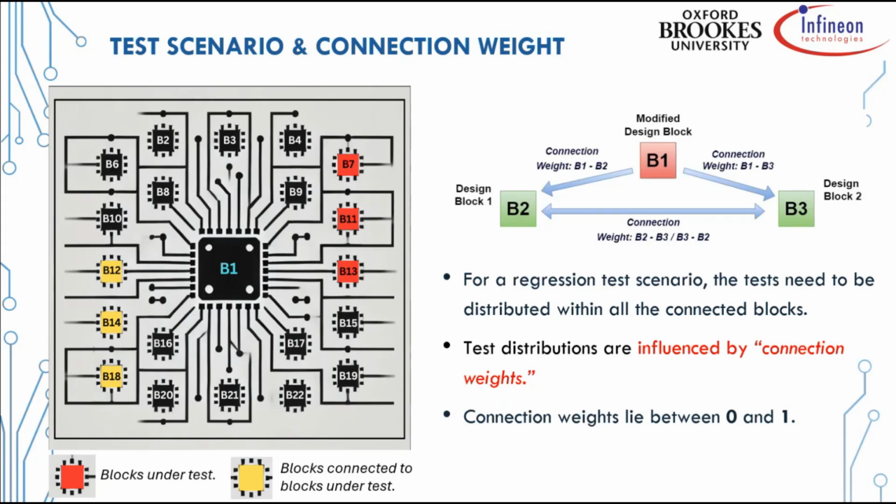connections with high strength values will need fewer tests, whereas connections with lower values will need more tests, because the chances of covering both the blocks together will be less when the connection strengths are low. So this distribution is very important in this case, and it ensures the testing is focused in areas where the changes are likely to impact the design.